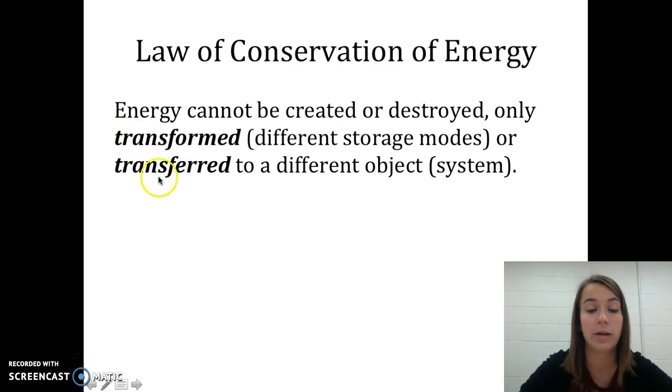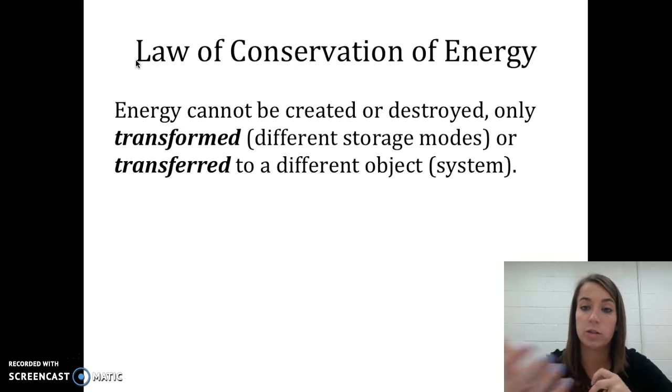Once it hits the ground, it could transfer that energy to another object, to the box, to the ground, to the paper, things nearby, to another system. But no matter what, the energy doesn't go away. It's either transformed or transferred. And this is going to be one of the big tenets of our unit. Where did the energy go? Was it transformed into another storage mode of energy, or was it transferred to another object?